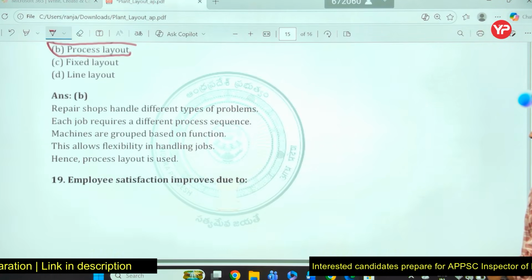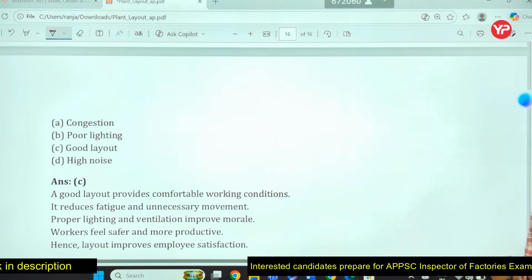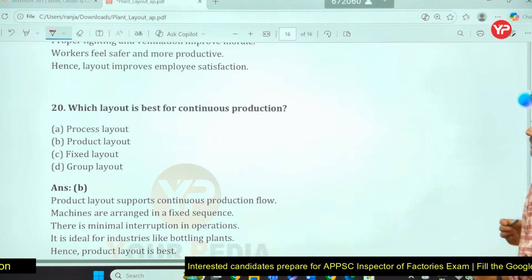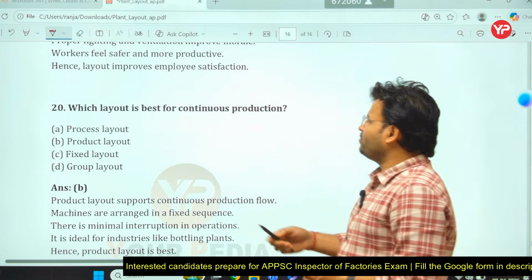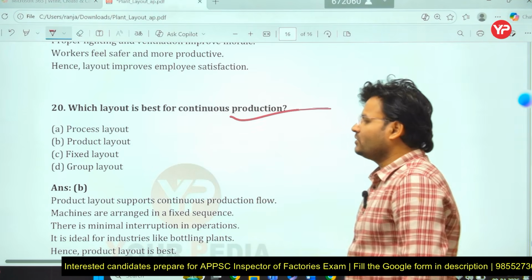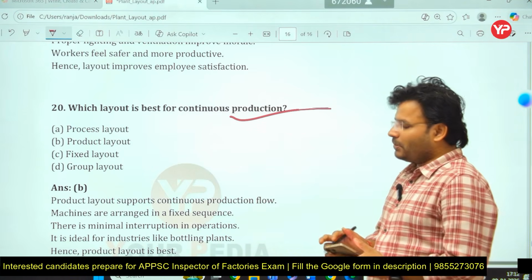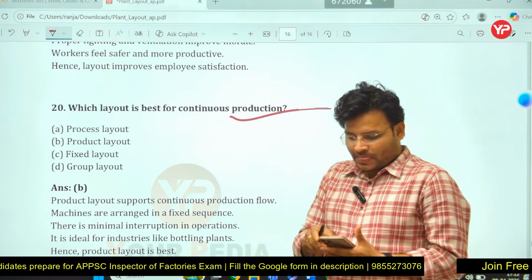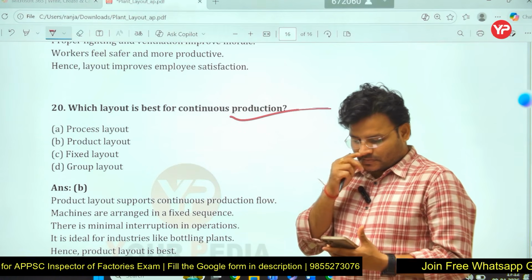Question number 19. Okay, question number 20 is also there. Which layout is best for continuous production? Continuous production, so it will be the product layout. It is good for continuous production.